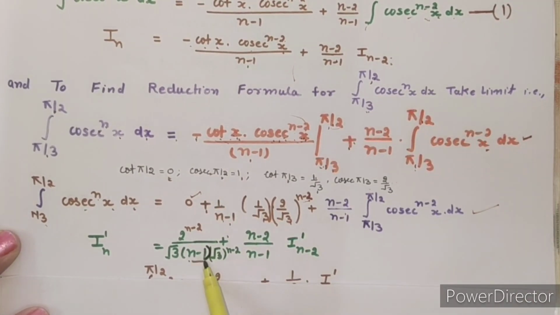This term is as it is, under root 3 to the power n minus 2, and 2 to the power is again n minus 2, and this term as it is. I am supposing this is I_n dash, and this becomes then I_(n-2) dash. This is your equation number 2.